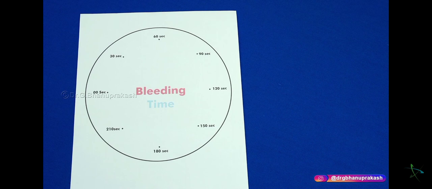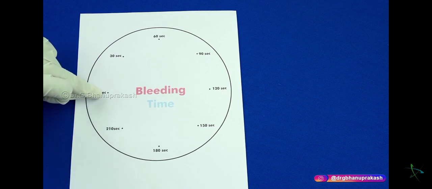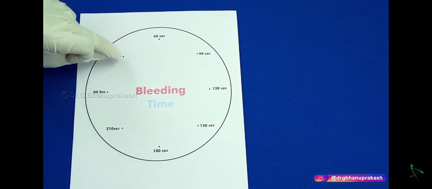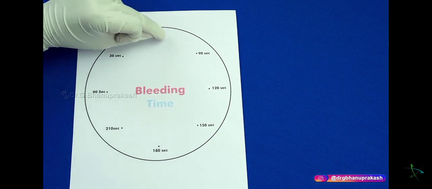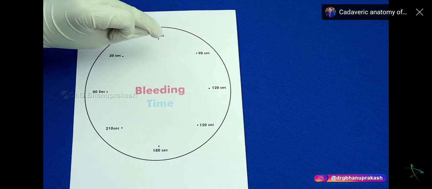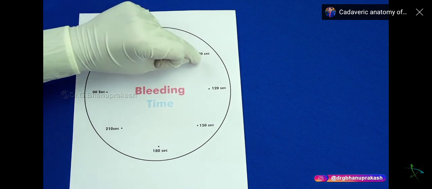So what is the procedure? First of all, let me explain the procedure, and later on I'll show you how it is exactly done. You explain the complete procedure to the patient, and now you prick the finger of the patient. The moment you prick the finger of the patient, start the timer, stopwatch. Now you add a drop of blood at 0 seconds. Wait for 30 seconds and then add the next drop of blood at 30 seconds. Wait for 30 more seconds and add the next drop of blood at 60 seconds. In this way, after every 30-second interval, you keep adding blood.